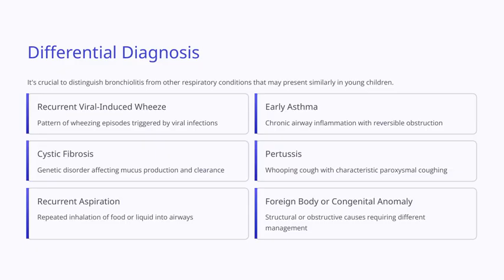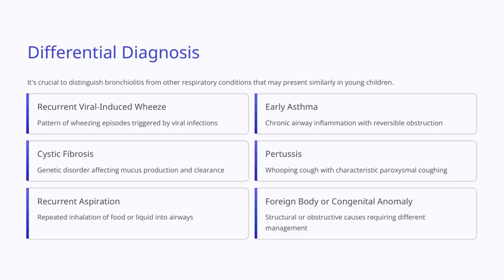Cystic fibrosis is a genetic disorder that affects mucus production and clearance, leading to thick, sticky mucus that can clog airways. It often presents with recurrent lung infections and failure to thrive, so keeping this in mind is crucial, especially in children with a family history. Pertussis, or whooping cough, is characterized by a distinctive paroxysmal cough that can be quite severe. Recognizing this pattern is vital because it requires specific treatment and has public health implications.